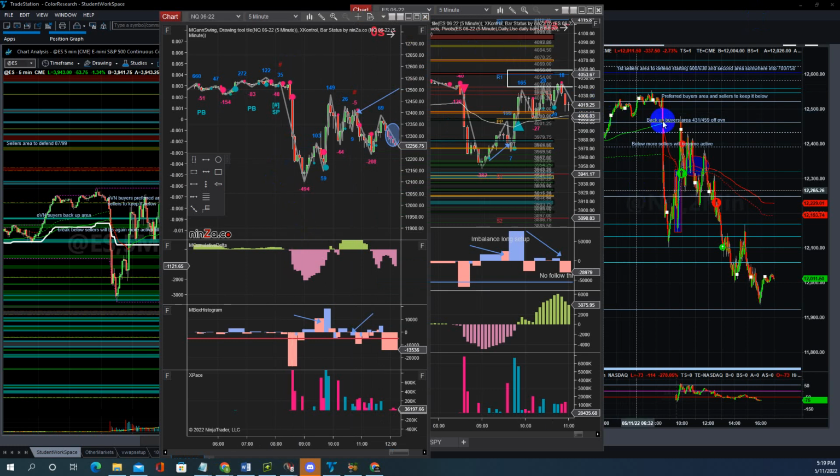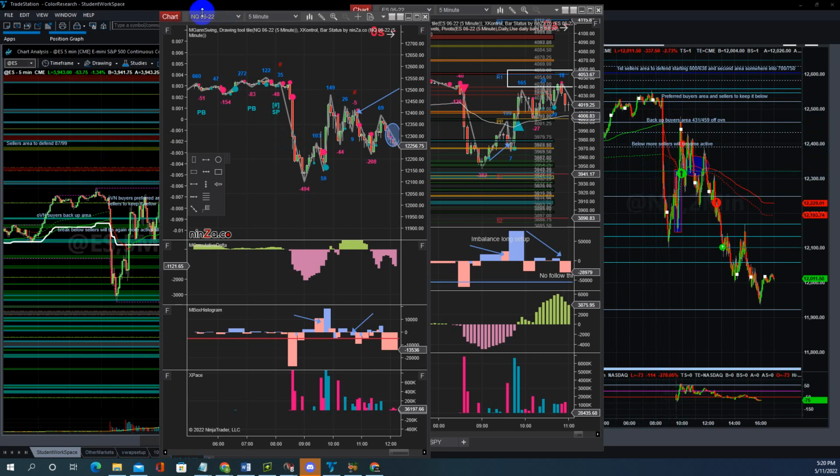Before that, these are the comments from my pre-market notes, right around 7 o'clock when I published them, because by that time this thing had not happened. The notes said this was the preferred buyers area and sellers to keep it below. This line was a preferred buyers area to keep it above, and also the same line for sellers. If buyers really want to be active, they have to defend this area at the open, and this was the backup buyers area. If price goes below this, then more sellers will be active. That was the note.